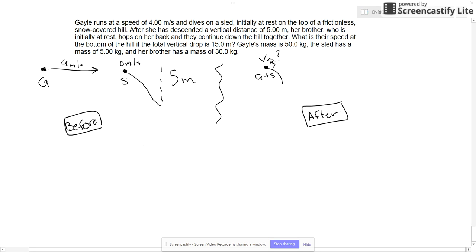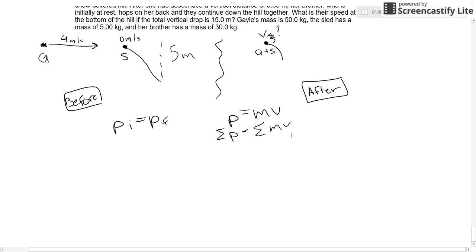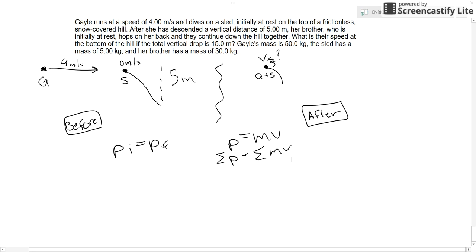So let's start off with the easy part: conservation of momentum. The momentum at the beginning is going to be the same as the momentum at the end. From our equations, we know p equals mv, mass times velocity, and the sum of all the momentums is the sum of all the mv's. So let's get started. We have to get the momentum before the collision. We're going to have the mass of Gail times her velocity, and then the sled times its velocity.